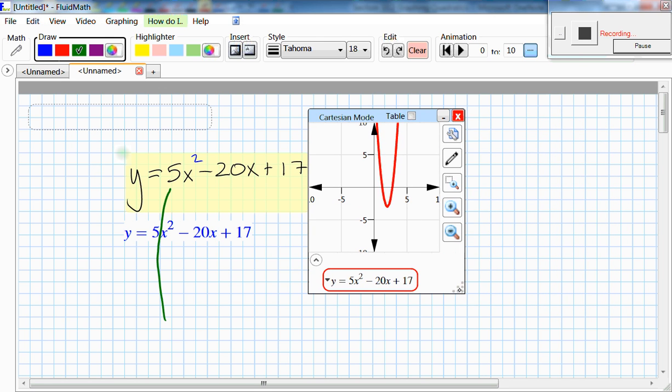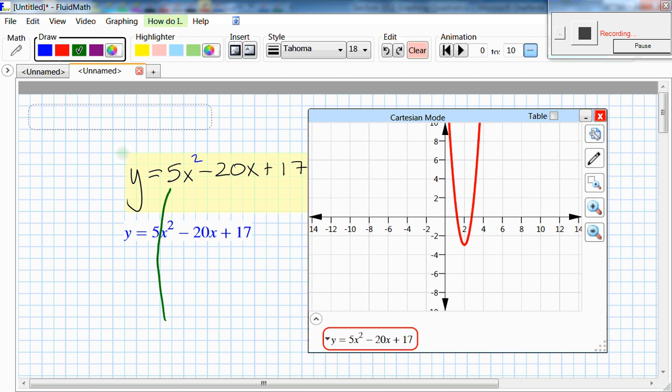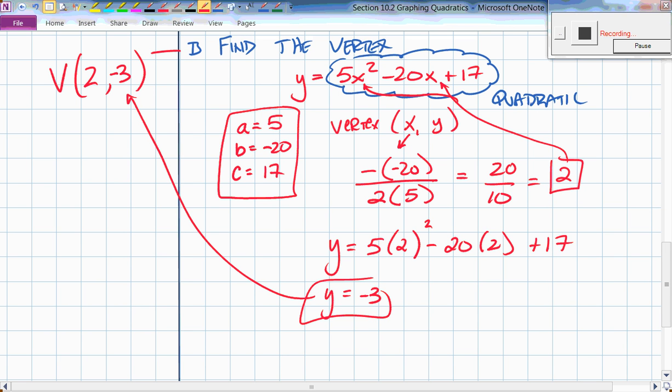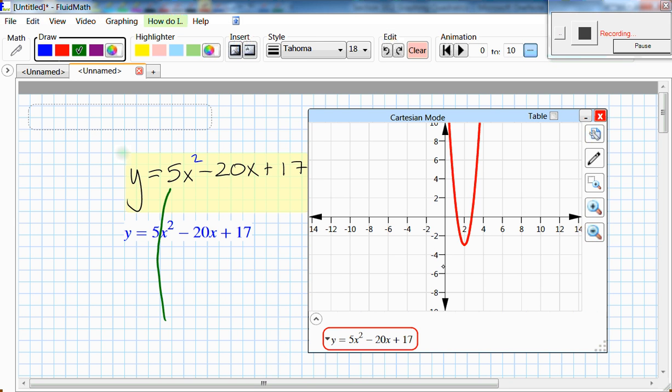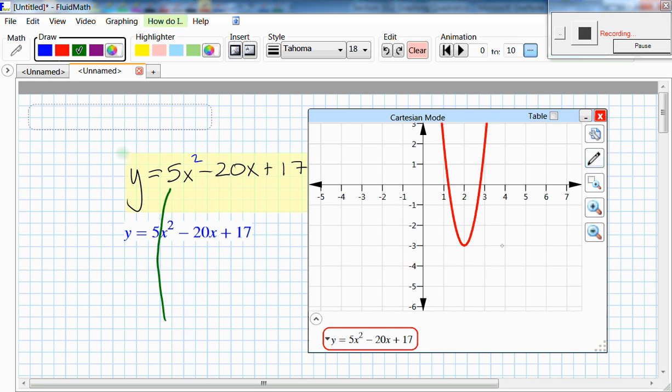Okay, but that's not what we were checking out for this point. We were trying to figure out where the vertex is. And what did we get for an answer? Back over here. What was our answer for our vertex? 2, negative 3. So look back over here. Is the vertex located at the point 2 comma negative 3? Yes, there it is right there. There's the point 2 comma negative 3.